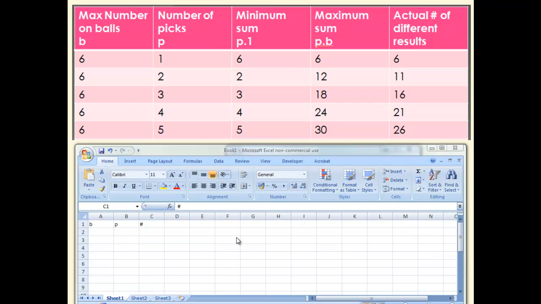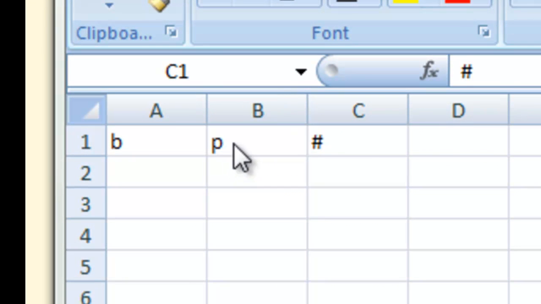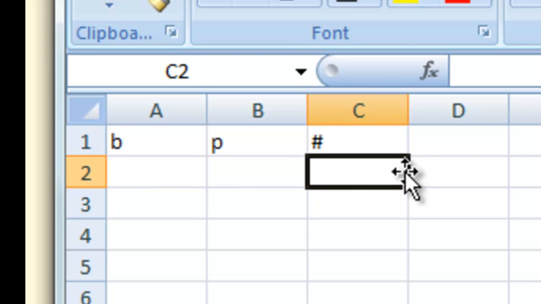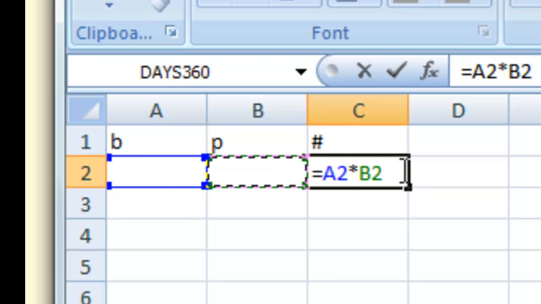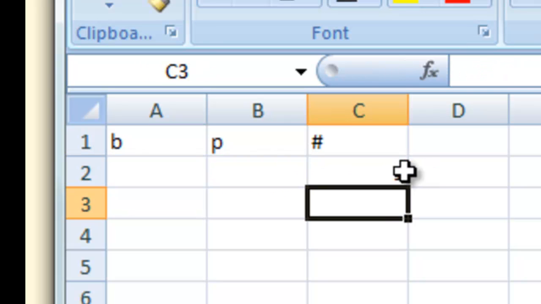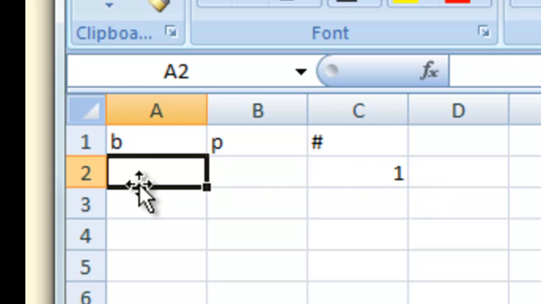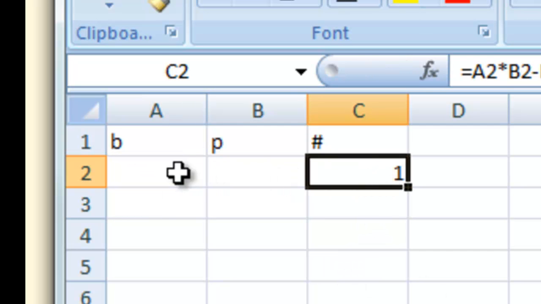So let's do that. Here we have Microsoft Excel, and I've got B and P, and I've got hash. Well, we want to find what the result would be. So we say this cell times this cell minus the pick cell plus 1. That was the formula, that was the rubric. Now obviously it says 1 there at the moment, but let's put some numbers in here. This is 1 because we added 1 to these two. There's the product of 0 equals 0.